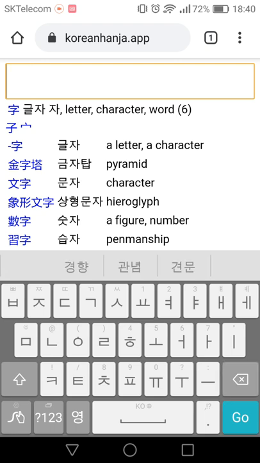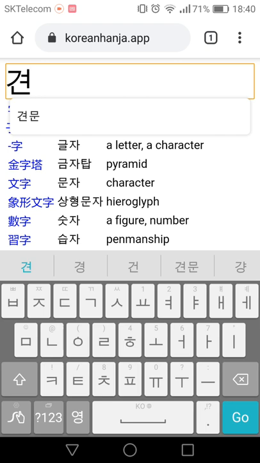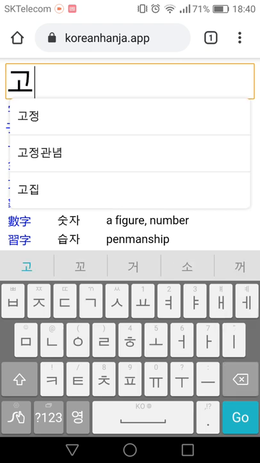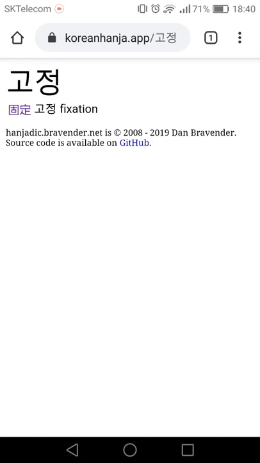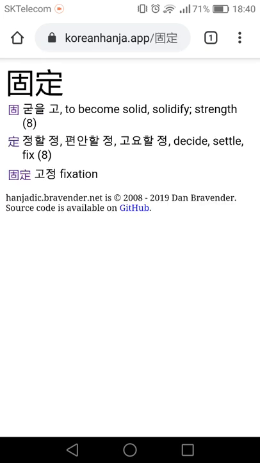All right, so let's start with the first word. The first word here is kochong. Alright, so kochong means fixed or fixation. Kochong, fixed or fixation. So kochong is a very interesting word. The ko part of kochong means strength, solidify, or to become solid. Whilst the chong in this way means fixed. So even though chong has so many meanings here, the most important meaning here is the fixed.